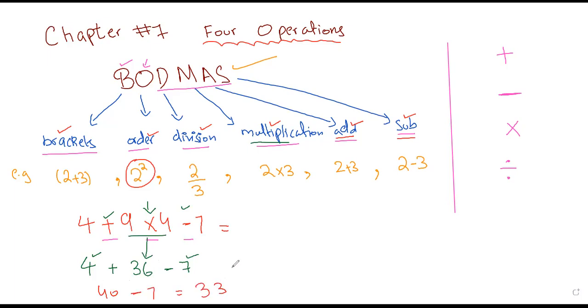So this is how our answers change when we multiply things differently. You don't have to add 4 and 9 first and then multiply the answer with 4 and then subtract 7. No, this won't be correct. Okay.